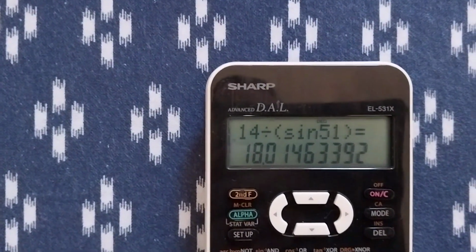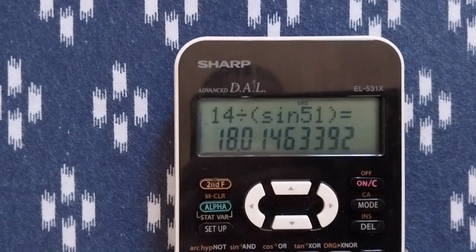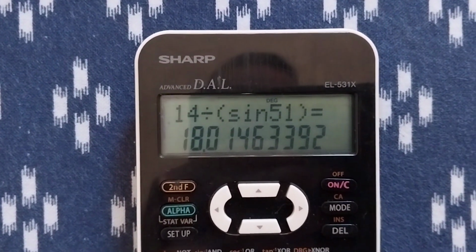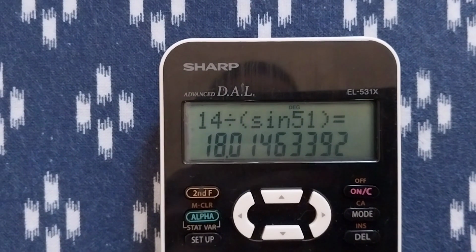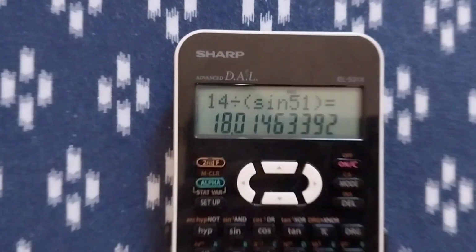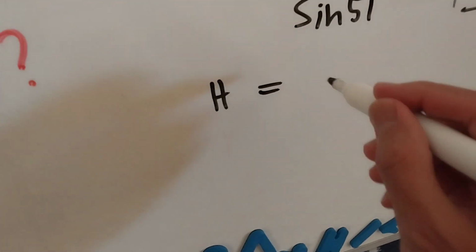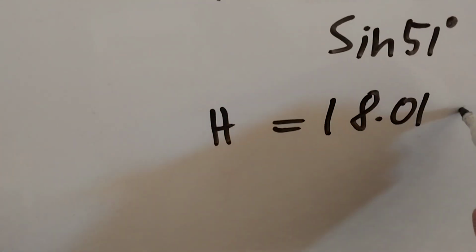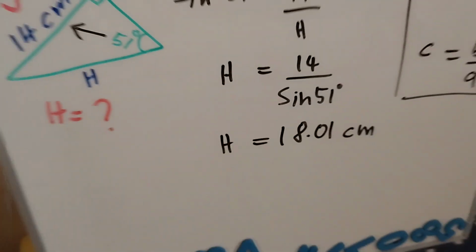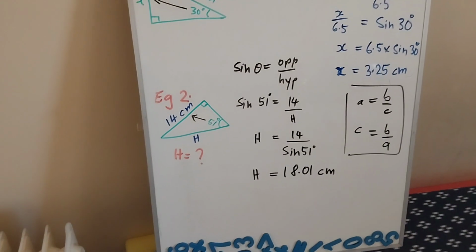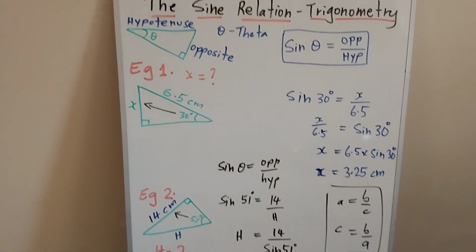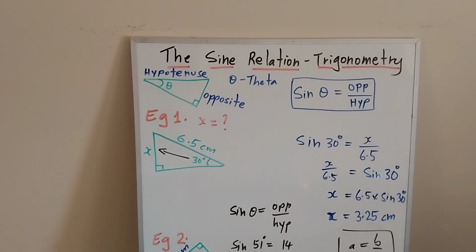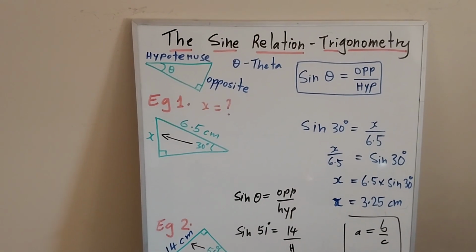It gives us a long decimal answer. That means we have to round off to 2 decimal places. It's 18.014633392. So to 2 decimal places it will become 18.01. So we get the hypotenuse is equal to 18.01. It was in centimeters, so this will be in centimeters as well. So that's the sine relationship or the sine ratio in trigonometric right angle triangles.